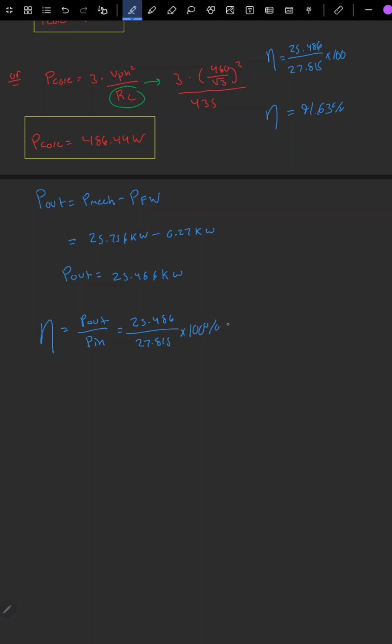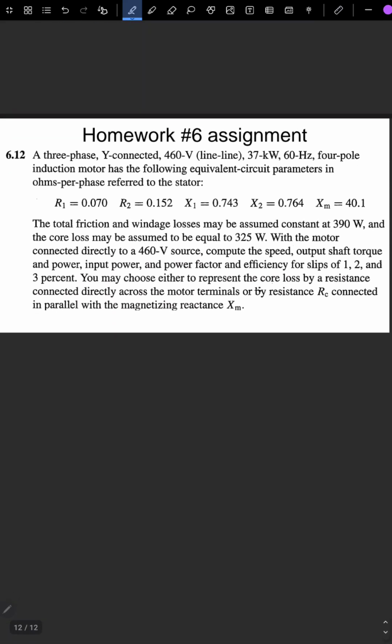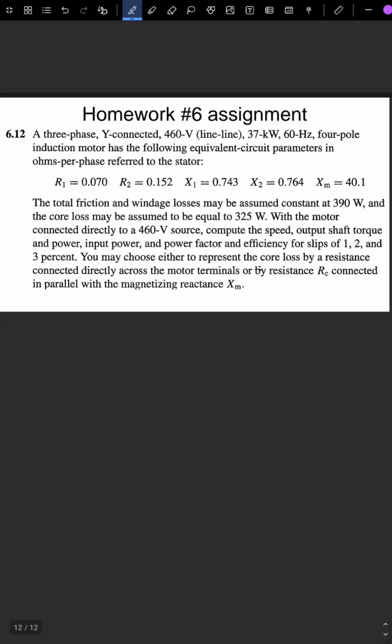And you're going to yield 91.63%. Now we are finished with the problem, and we can move on to homework 6, question number 2. So we can read it.